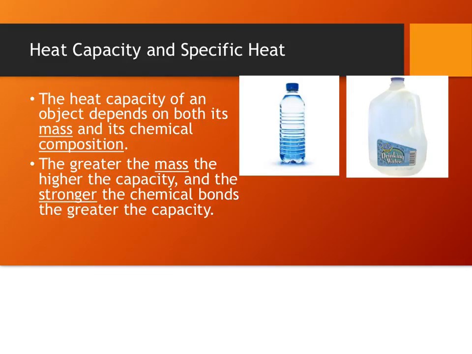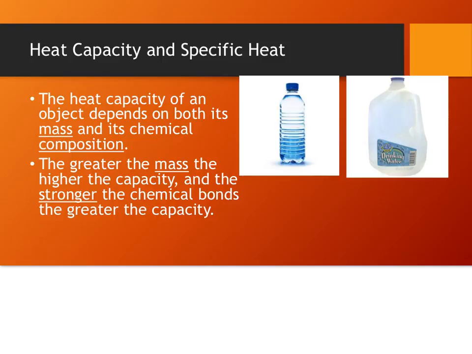So, the heat capacity of an object depends on both its mass and its chemical composition. Basically, the greater the mass, the higher the capacity. So, the bigger something is, the more heat it's going to take. And the stronger the chemical bonds, the greater the capacity. Which means the more tightly it's made. The stronger it's bonded, the more heat.